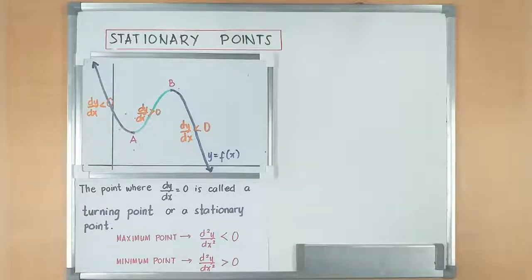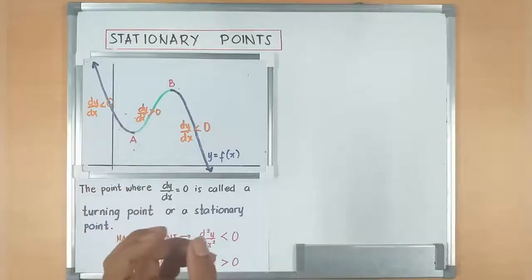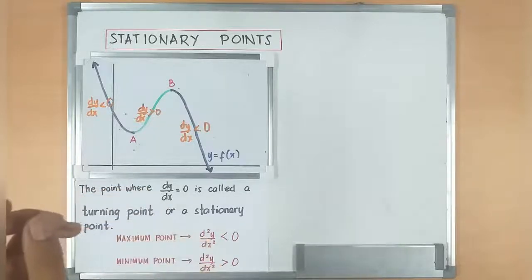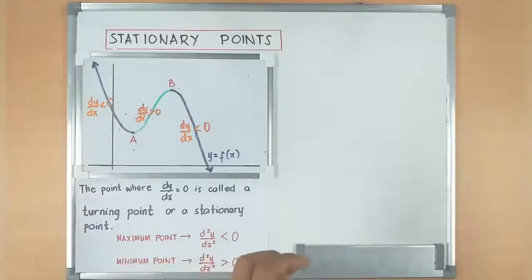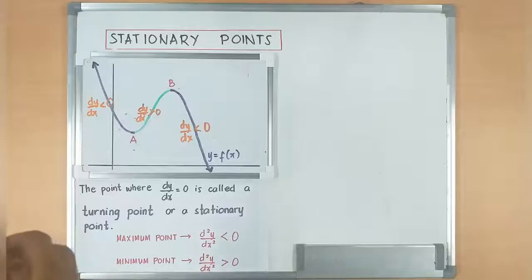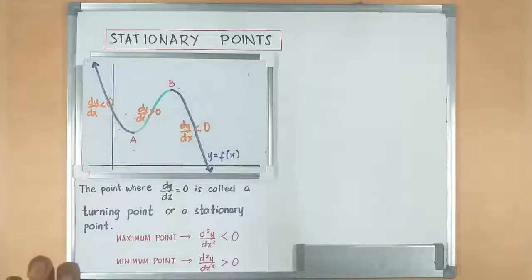The most important thing that you need to know is how to find dy over dx and equate dy over dx to 0. Whatever value of x you get, put that into the equation of the curve, and then you'll get the value of y to find the turning point.